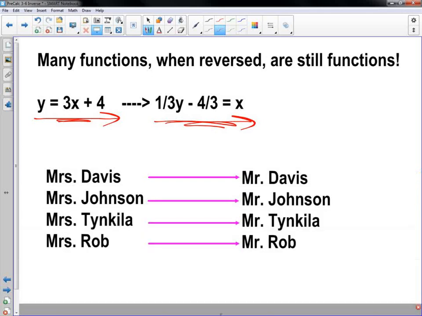And here's an example of what I was talking about earlier with marriages, right? So Mrs. Rob, you guys don't know who Mrs. Rob is? Mrs. Durbin.